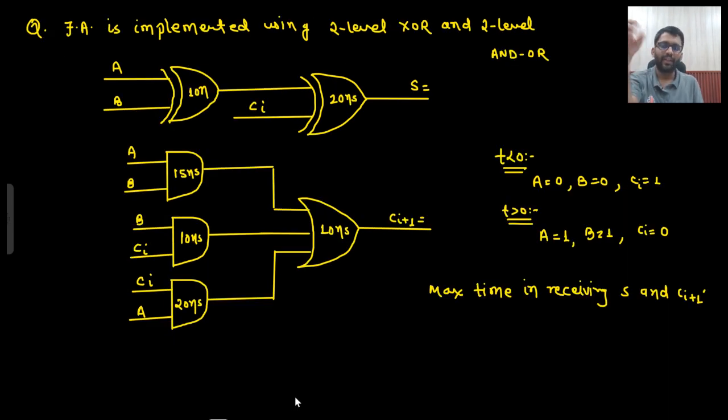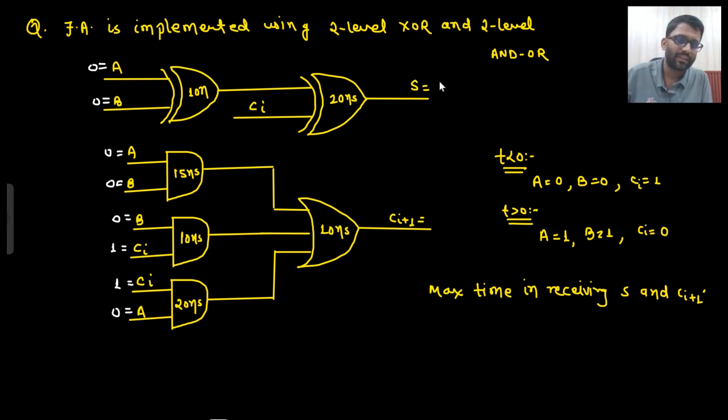Let's see this question. Now the full adder is implemented using 2-level XOR and 2-level AND OR gates. Okay. For t less than 0, A is equal to 0, B is equal to 0 and Ci is equal to 1. This you need to solve on your own. So 0, 0, 1, 1, 0. So basically 2 level means here you are collecting your output, that is sum, and here you are collecting your carry, that is AB plus BC plus CA, right?